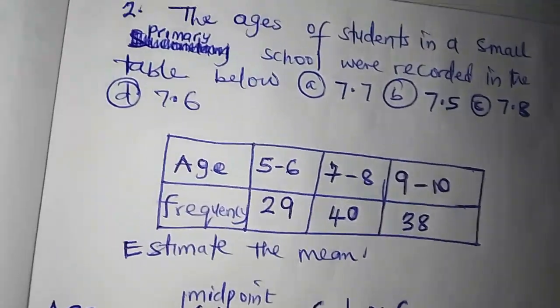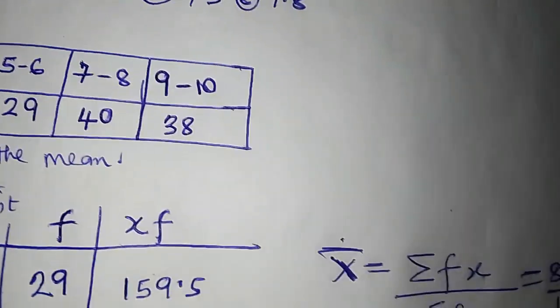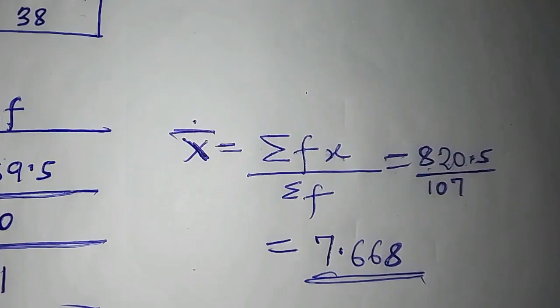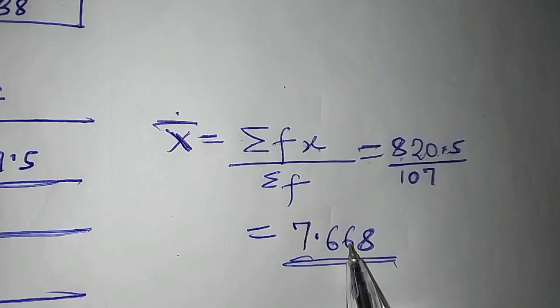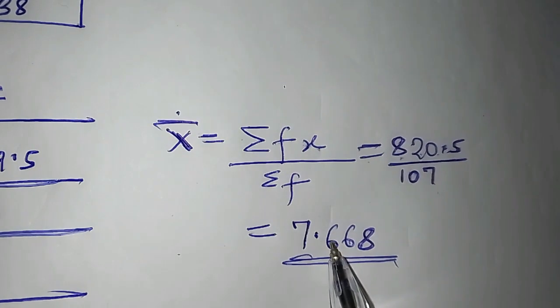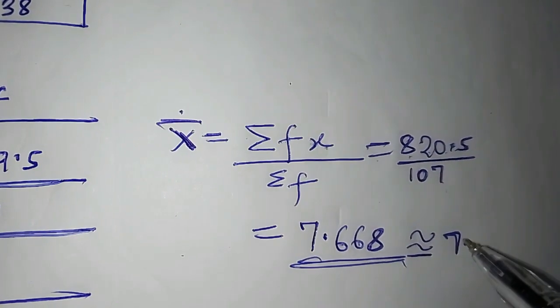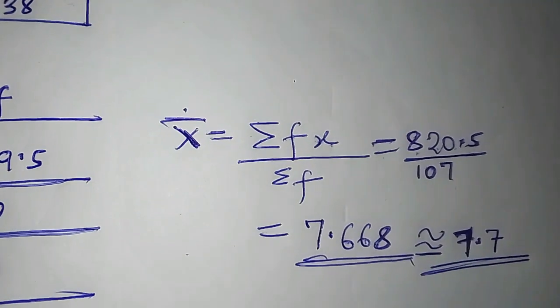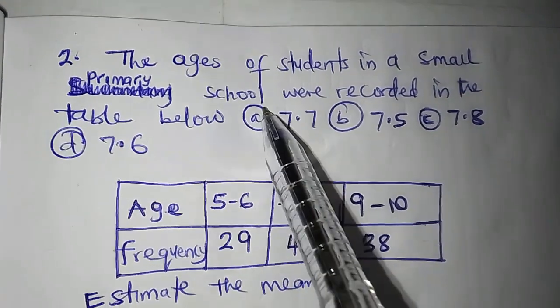But our options are to 1 decimal place, so I will have to convert this number to 1 decimal place. For 7.668, I will stop at the first number after the decimal point. But after the first number, I have another number, which is 6, and 6 is more than 5. So I round up, adding 1 to this 6, which becomes 7. So approximately we have 7.7. So 7.7 is the estimated mean of this data, and this we can see under option A.